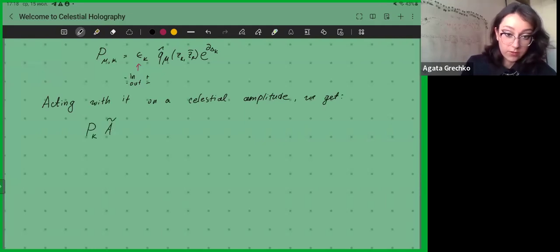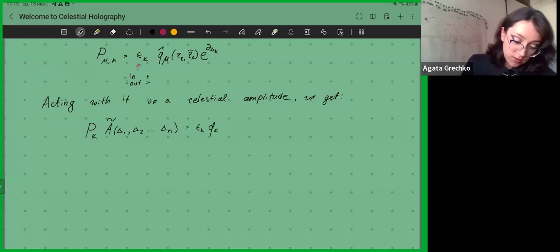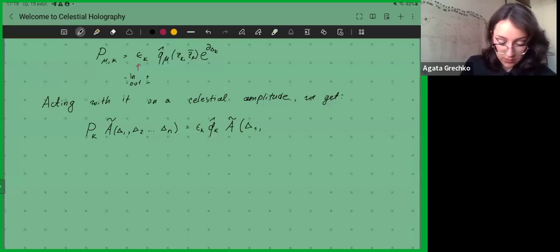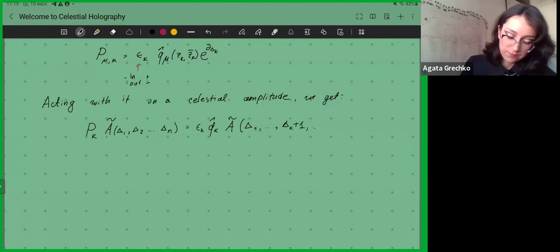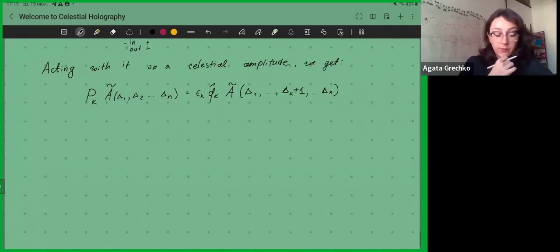pk on the amplitude depending on some weights, delta 1, delta 2, delta n. What we will get is that it will bring us that factor qk, right? And shifted in one of the weights amplitude. So delta 1, delta 2, delta k plus 1, and delta n again. So our amplitude will be shifted, one of the weights in the amplitude will be shifted.